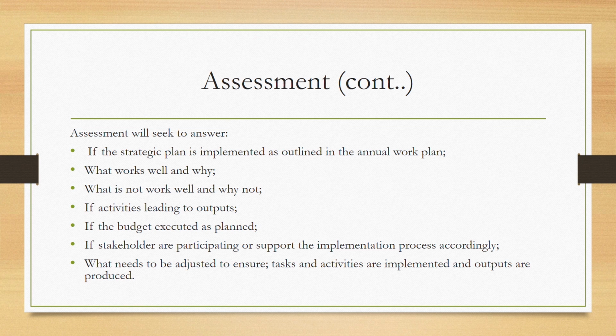Because if it's a 5-year plan, you still have a 1-year implementation plan that you monitor regularly and report. So is it working as outlined? What works well and why? What does not work and why? Are the activities leading to the realization of outputs? Is the budget executed as planned? Are the stakeholders supporting the implementation process? If not, why not? Where should we make adjustments?